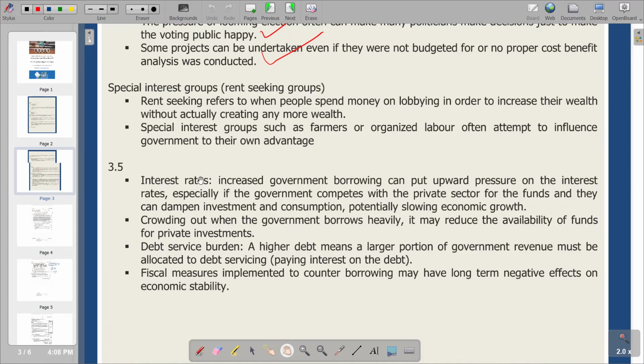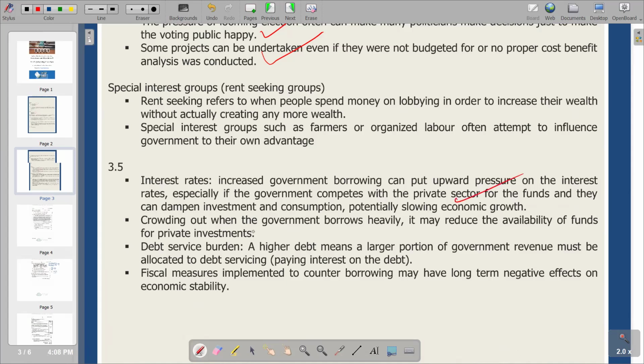So we see that businesses are going to contract their taking of loans, and when the funding is reduced, there's also contraction of production capacities. So we are saying, especially if the government competes with the private sector for the funds, they can dampen investment and consumption, potentially slowing economic growth. So that's how we can explain this point.